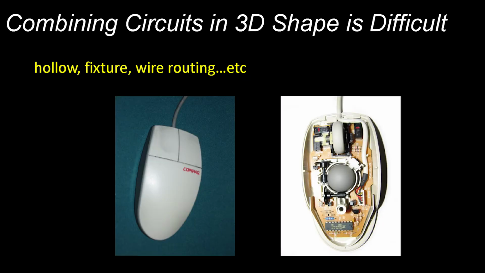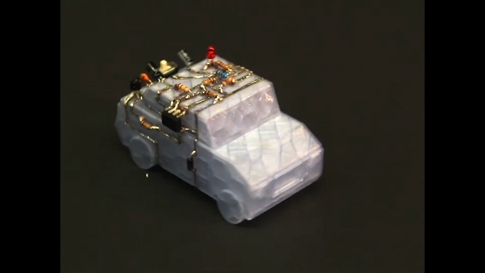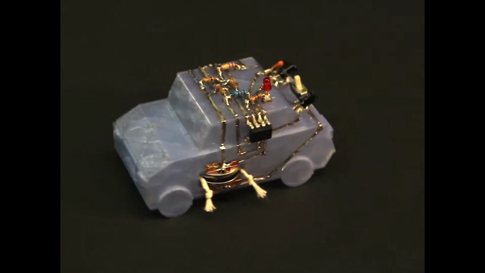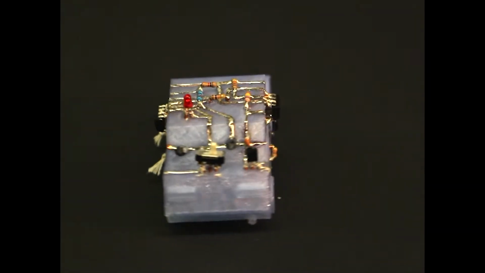The user has to modify the 3D design to include hollows large enough for the circuit, fixtures to hold it in place, and wire routing channels to connect components. In this paper, we present SurfCuit, a system that supports the design and fabrication of circuits on the surface of 3D prints.